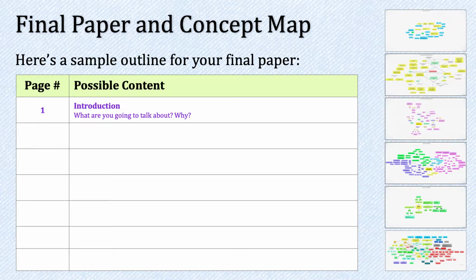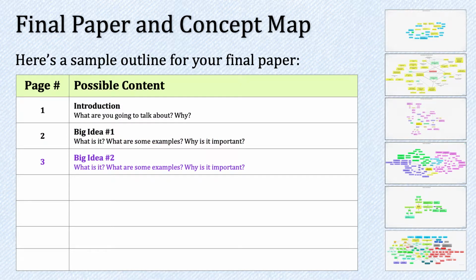That's one page. Page 2 would focus on what I think is the first big idea of the course. I would explain what that big idea is. I would give some examples of that idea, and I would talk about why that idea is important. Page 3 would be very similar, but I would talk about the second big idea. Again, what is it? What are some examples of it? And why is it important?